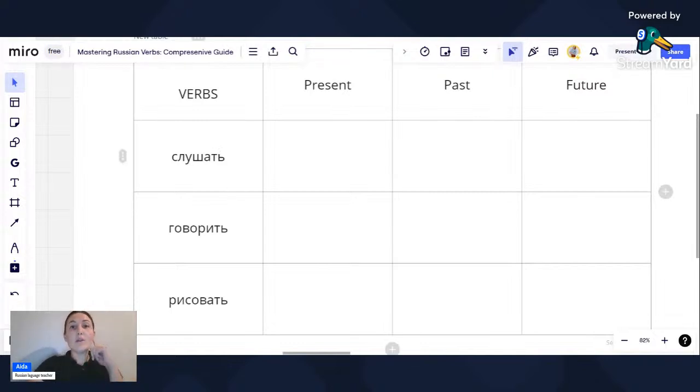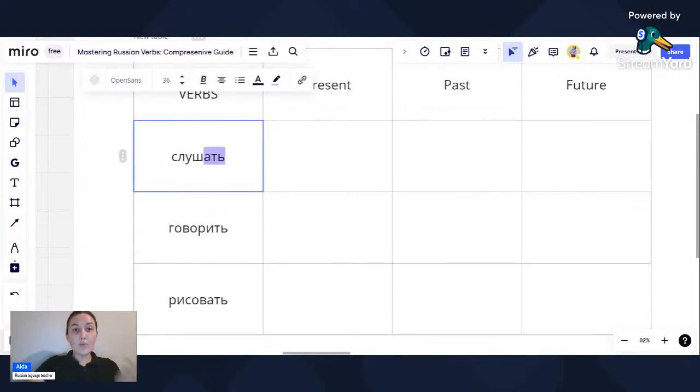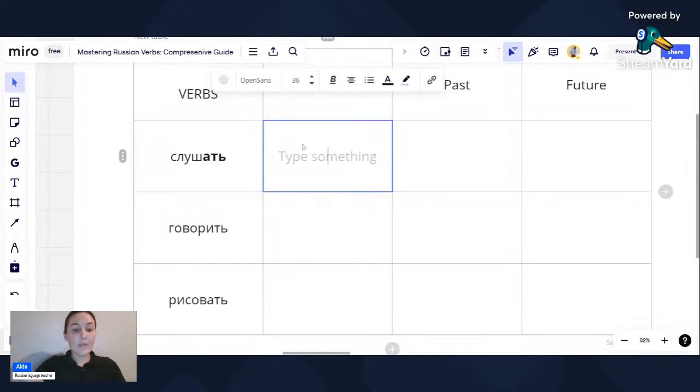Слушать, which means to listen. In the present tense, you already know how to change verbs of the first group. Look, here we have the ending ать. How to change verbs of the first group in the present tense? So let's do it. Слушать.